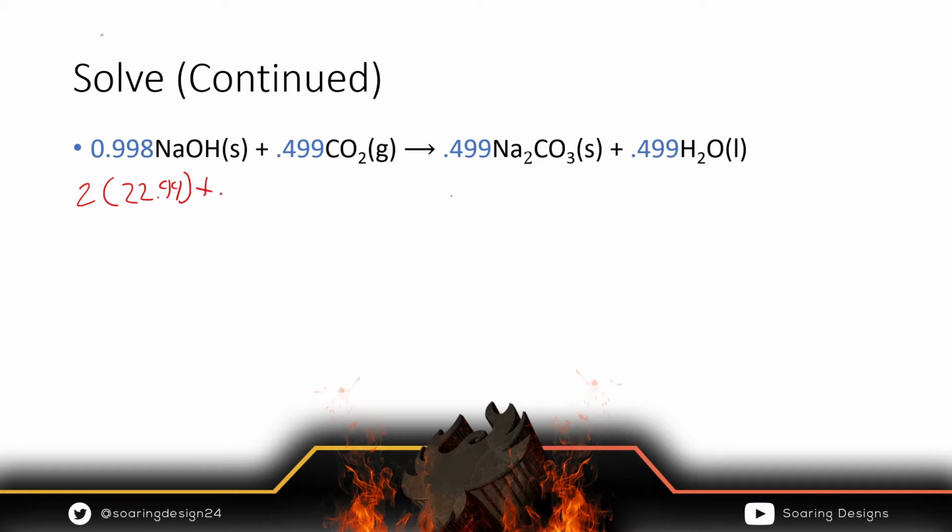Then we're going to add that to the weight of carbon, which is 12.01. And finally add that to the weight of oxygen, which again is 15.999. As you can see, we have 3 oxygens, so we're going to multiply by 3, and we're going to multiply that out on the calculator, and that gives us 105 points.